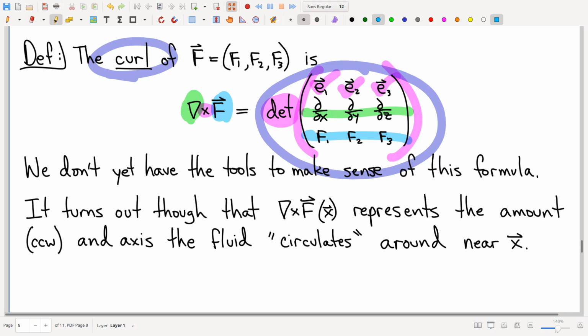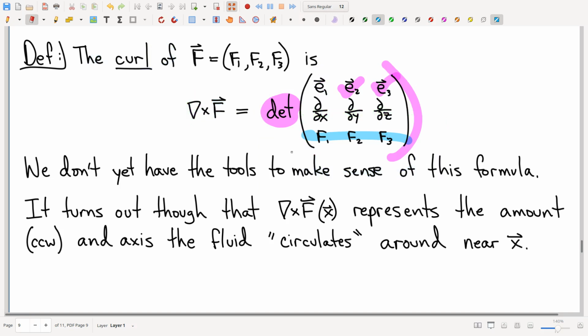For whatever it's worth, I've never memorized that formula. I've never needed to memorize this formula. It's a lot easier to memorize this, the way it's written down like this, because it's easy to remember: okay, del in the second position, F in the third position, and I know how determinants work. Okay, so why is this interesting?